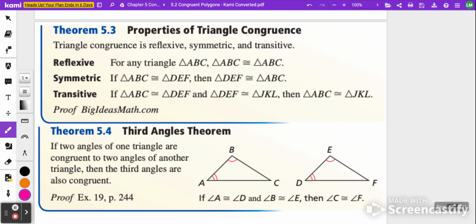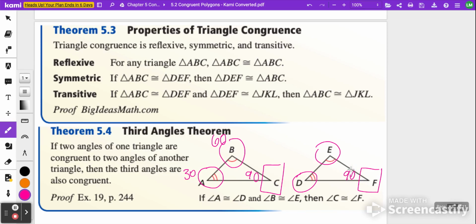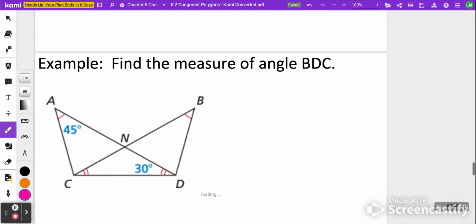Here's where we want to start with our third angles theorem. If two angles of one triangle are congruent to two angles of another triangle, then the third angles are also congruent. So that just means if A matches with D and B matches with E, then C must match with F. Because if A is 30, I'm making up these numbers, and B is 60, that means C has to be 90, which means F would also have to be 90. Okay? So let's go ahead and try these.